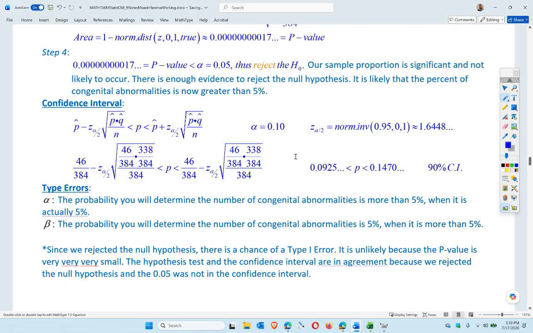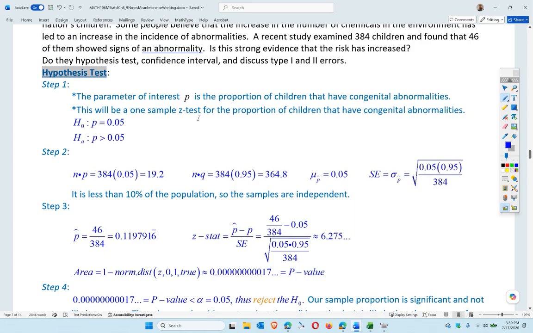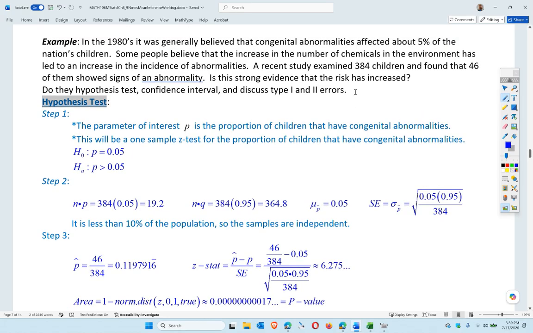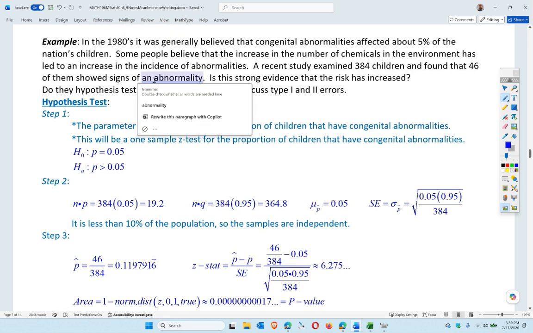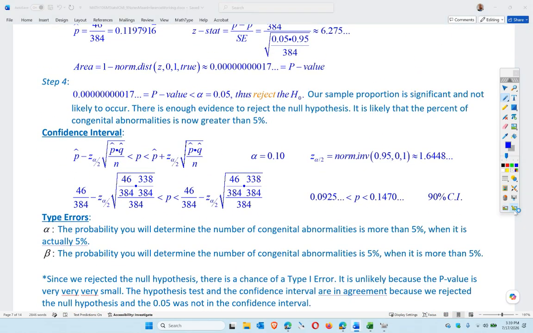So all of this stuff for inference goes together, confidence interval and null hypothesis. For the confidence interval and the hypothesis testing, you must choose the correct alpha values such that they correspond. So if they don't specify an alpha, then use 0.05 by default for whichever one you do first, whether that's the confidence interval or hypothesis test.